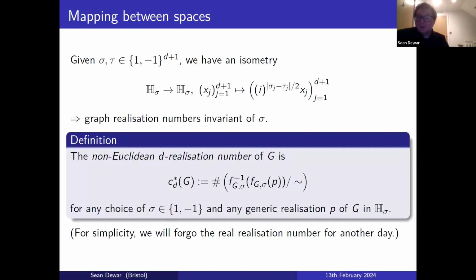I'm not going to bother talking about the real realization numbers for these things. That is more complicated, but you can use this number to still bound it. So this is still a useful number to look at. That's a talk for a different day, but you can still define the real version of this. Okay.